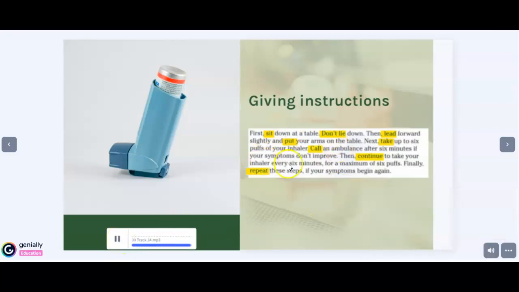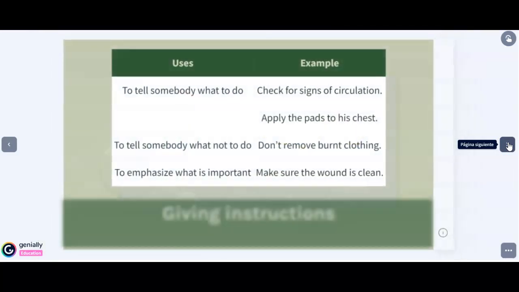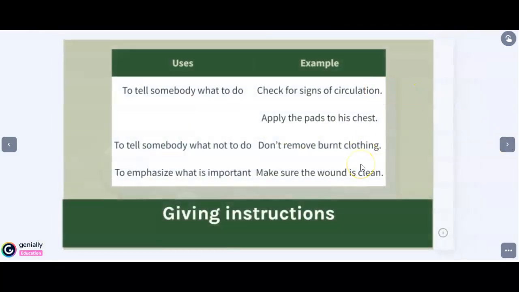If you observe here in this image, I have highlighted some information that is important to remember when you are giving instructions. Even in Spanish, when we are giving instructions, normally we will use this structure. So observe, we have verbs like sit, put, call, take, continue, and repeat. Also, we have a negative instruction, something that shouldn't be done, that is don't lie. So how can we give instructions to our patients when they need to follow certain treatment or certain steps? Well, the grammar that we're going to be covering here is the use of imperatives.